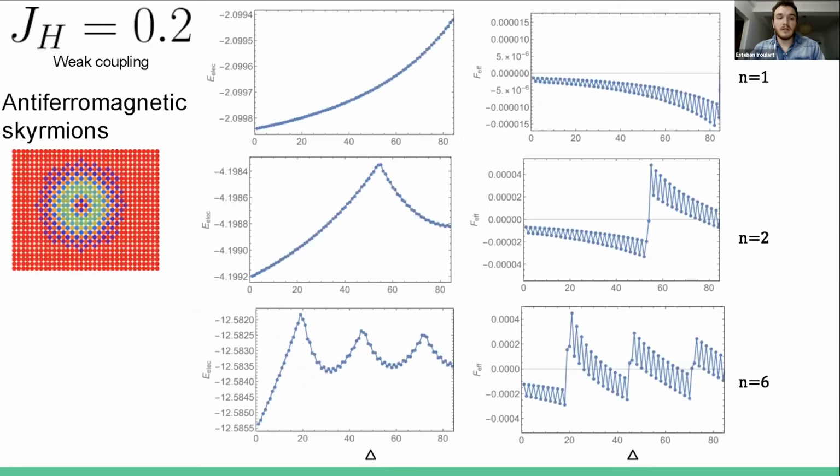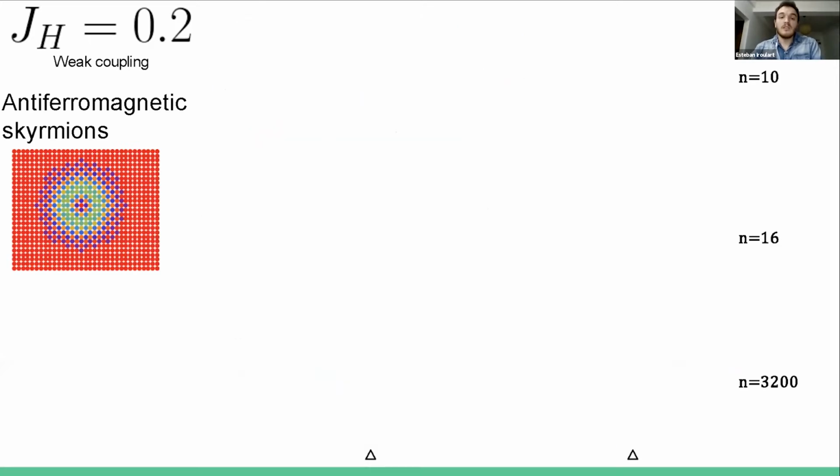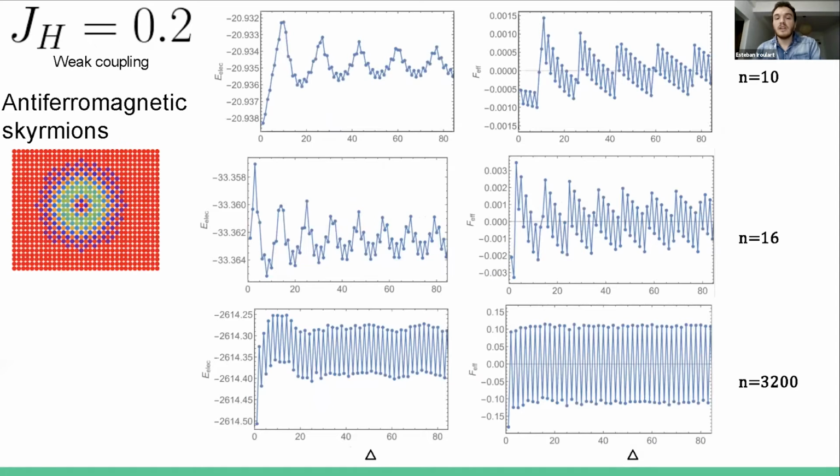For the case of antiferromagnetic skyrmions, the results are quite similar to the ferromagnetic for the first fillings, but we see the oscillations in the curve of the force and in the energy, proper of the antiferromagnetic nature of the lattice. If we increase the filling, we note again the oscillations in the energy, but the difference here is we note this pattern of local minimums and maximums at higher fillings, in contrast to the ferromagnetic ones.